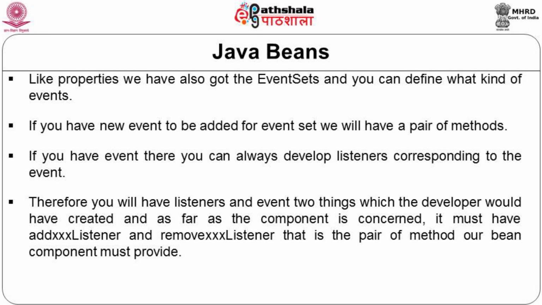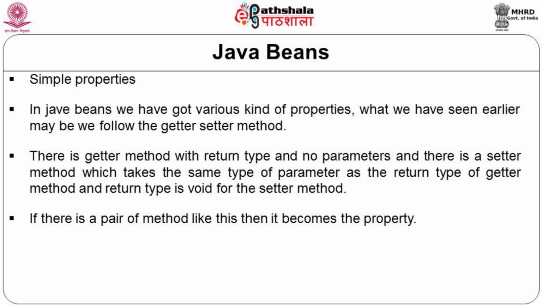Let us not go much into those methods and the event part. Let us concentrate more on the properties part. In JavaBeans, we have various kinds of properties. What we have seen earlier is the getter and setter method: there is a get method returning a particular data type with no parameters, and there is a set method which takes a parameter of the same type as the get method's return type, with return type void. Fine. If there is a pair of methods like this, that becomes a property. This is a simple property.